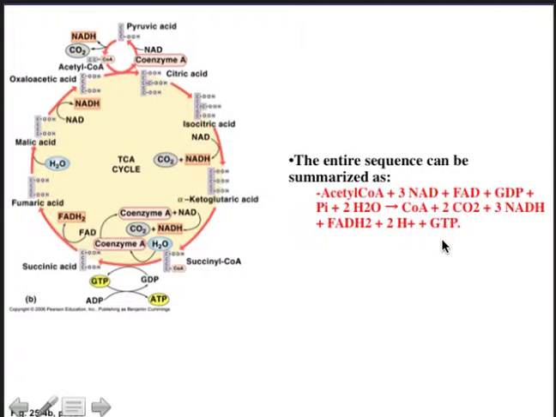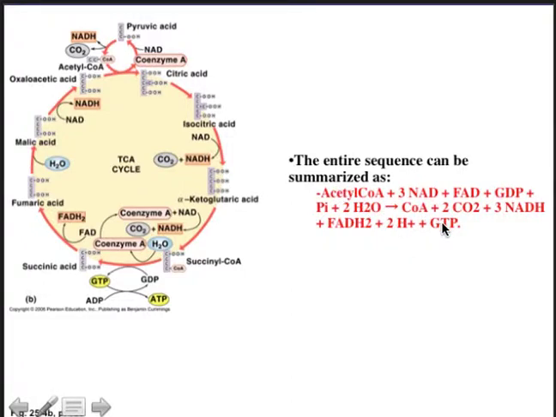Now, I want you to notice something about this equation, okay? Where is the high energy molecule on the left side of the arrow? It's the acetyl-CoA molecule, okay? Where are the high energy molecules on the right side of the arrow? The NADH, the FADH2, and the GTP, okay? These represent temporary energy stores that are eventually going to be transferred directly to ATP, okay? So we've moved energy from one molecule to another molecule.